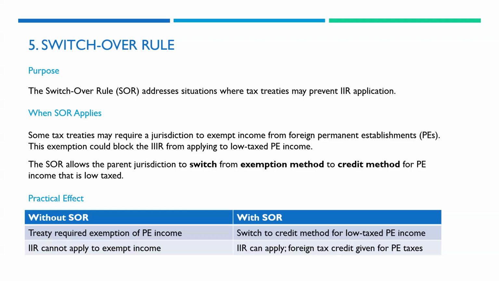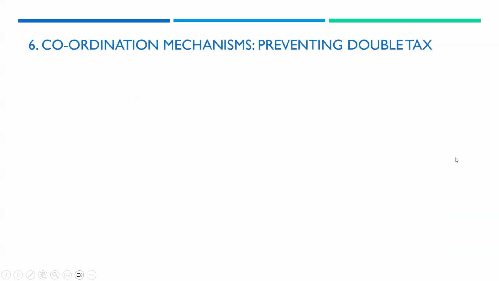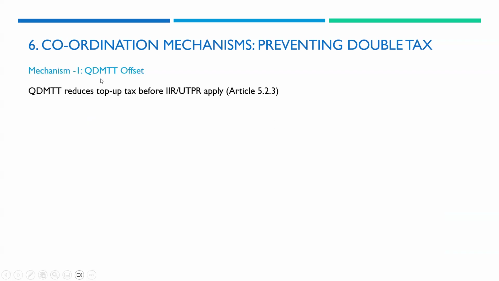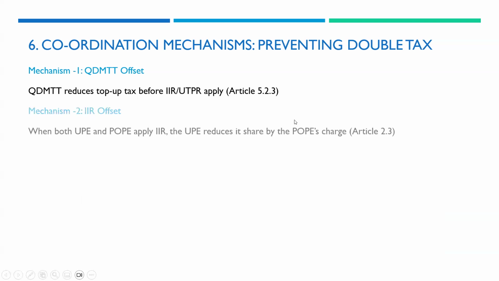Okay, did you understand switchover? Okay, fantastic. So, coordination mechanisms. There are a few coordination mechanisms which prevent double taxation. You already know that. First thing is QDMTT offset. Whatever is paid by QDMTT would be offset before applying IAR and UTPR.